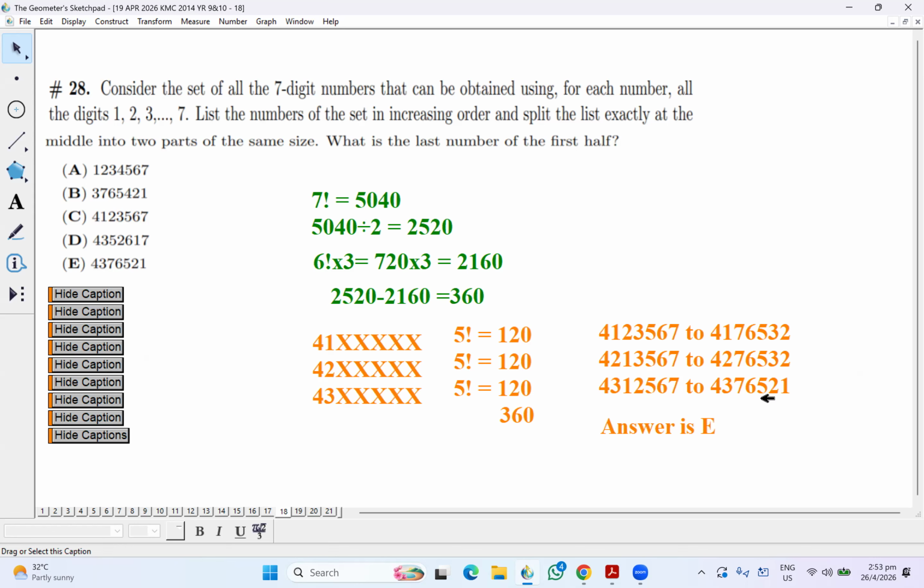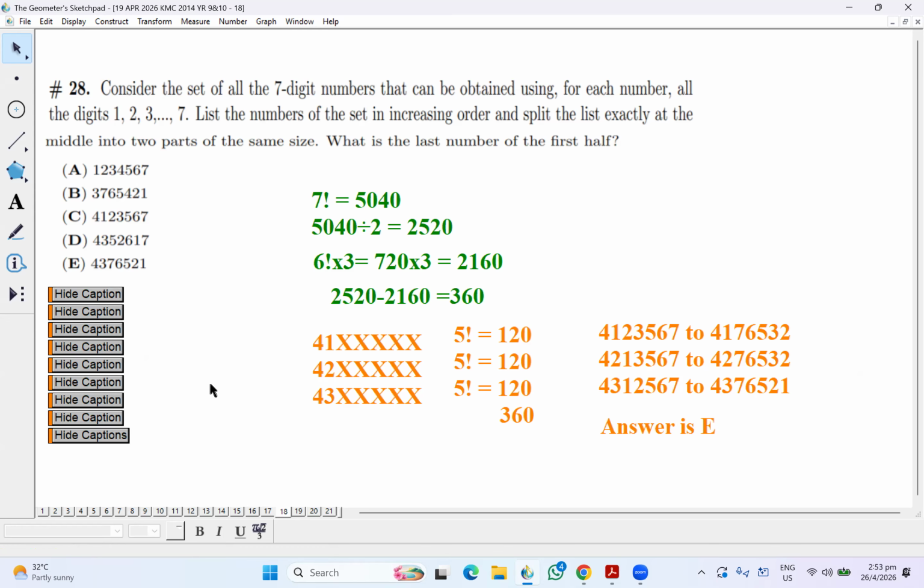4, 3, 7, 6, 5, 2, 1. The last number always in order, decreasing one. The largest is decreasing 7, 6, 5, 4, 3, 2, 1. So any group, the largest must be decreasing order one.